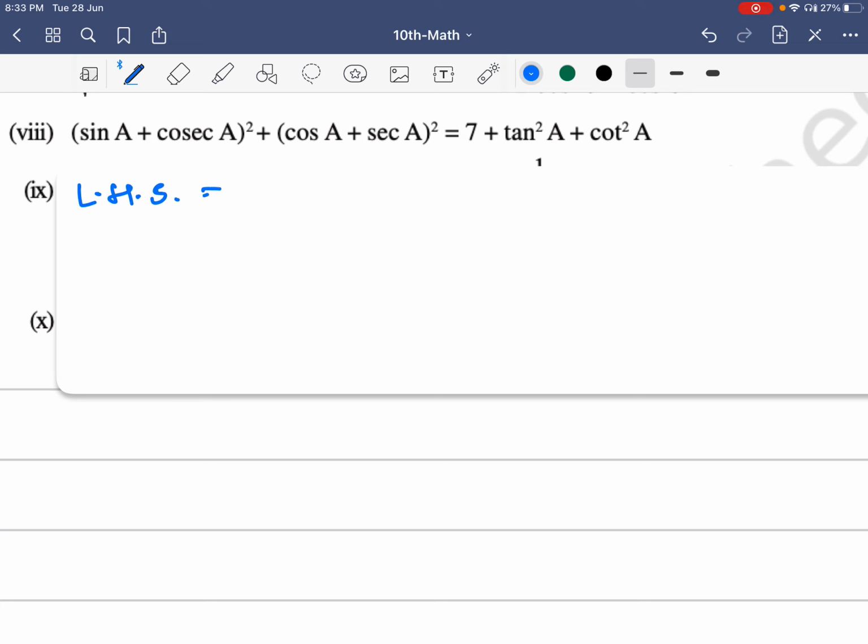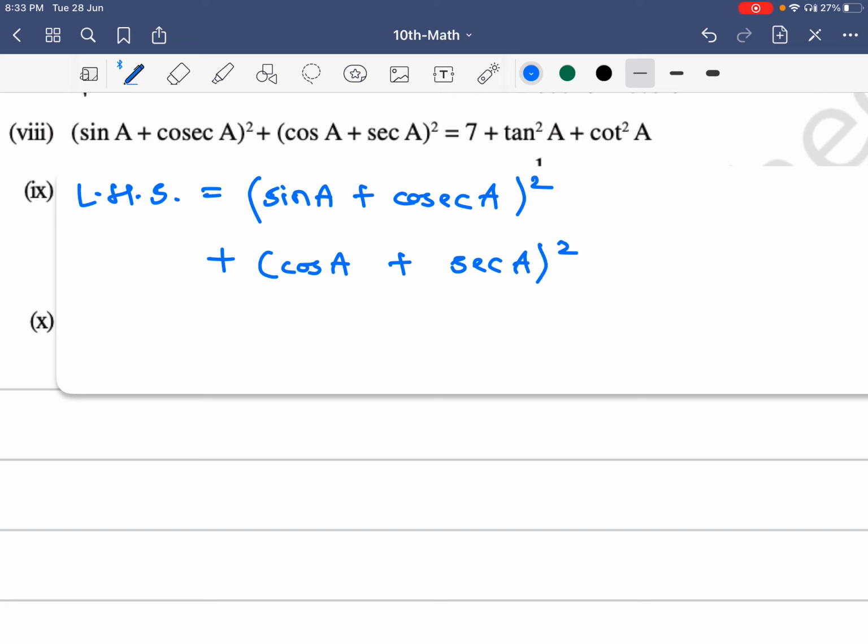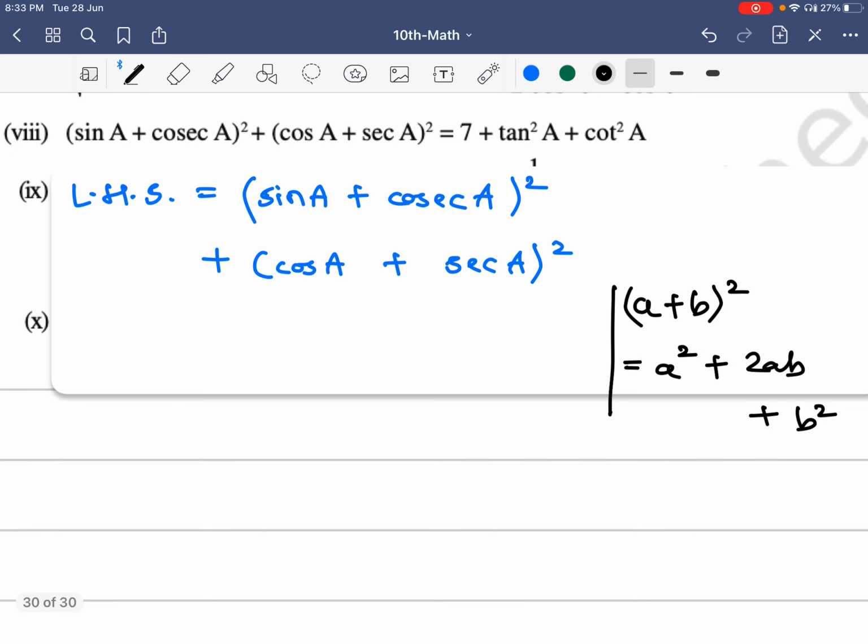So left hand side is equal to (sin A + cosec A) the whole square, and I'm going to write here plus (cos A + sec A), the whole square. Now I'm just going to make a note here, we are going to use the (A + B) the whole square identity, which is equal to A square plus 2AB plus B square. Okay, so let's do it.